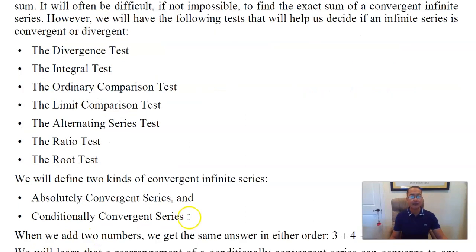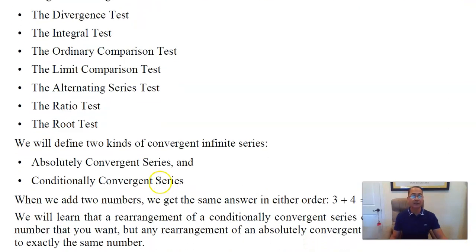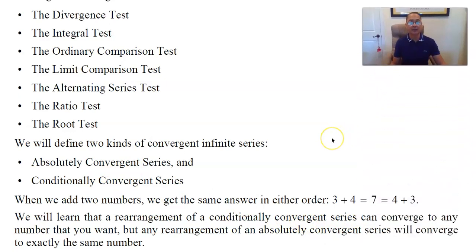They will allow us to decide whether our series is actually a good kind of infinite series, namely absolutely convergent series, or perhaps they're only conditionally convergent. So there will be a distinction between these two kinds of convergence for infinite series. You might ask, why are we doing that? Well, it's because one of these series is better than another, since if we rearrange the terms of the series, we will still always get the exact same sum.